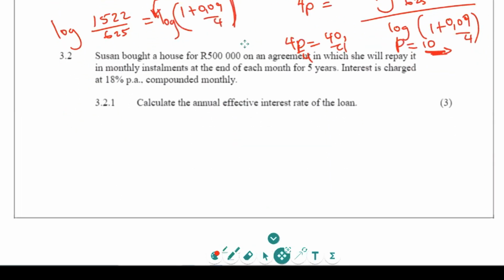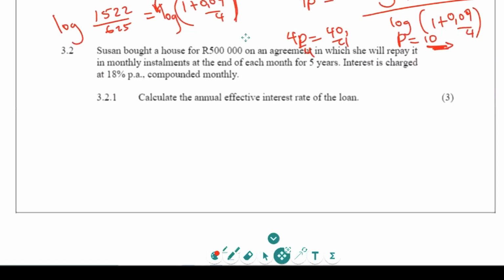3.2, Susan bought a house. Susan decides to buy a house for 500,000 on an agreement that she will repay it in monthly installments at the end of each month for a period of 5 years. Interest is charged at 18% compounded monthly, and they ask us for the annual effective interest rate. So these are things that were done back in grade 11.